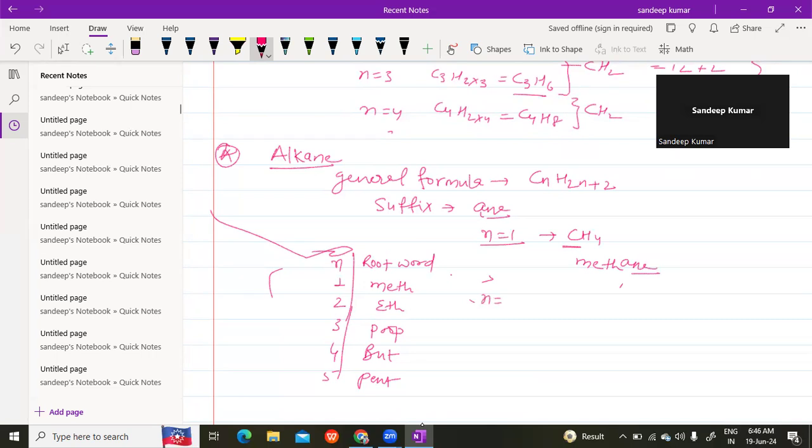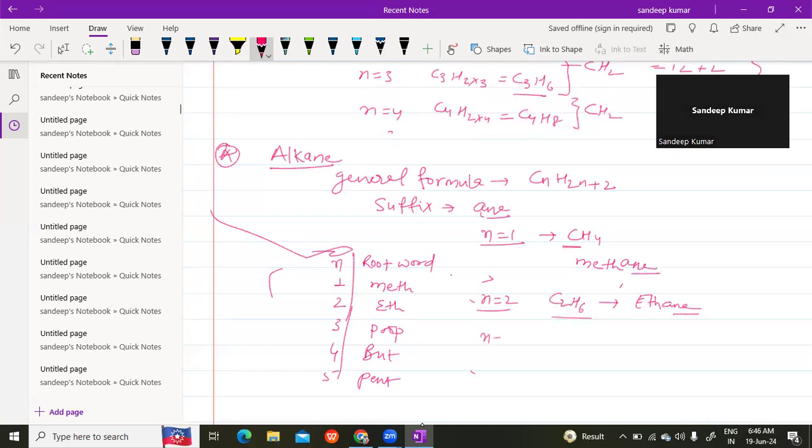Put n is equal to 2. What will you get? C2H(2 into 2 plus 2), that is 4 plus 2. Remember one thing, in alkane, hydrogen is 2 more than 2 times the carbon. If carbon is 2, hydrogen is 2 times 2 plus 2, which is 6. So for the second carbon, the root word we use is eth, and the suffix is ANE. So ethane.